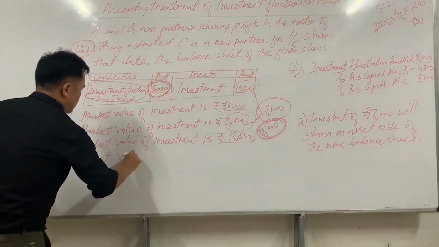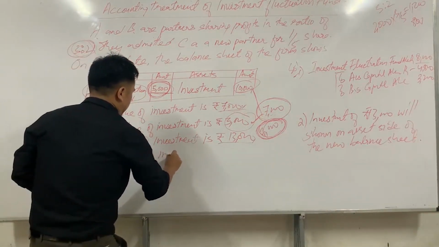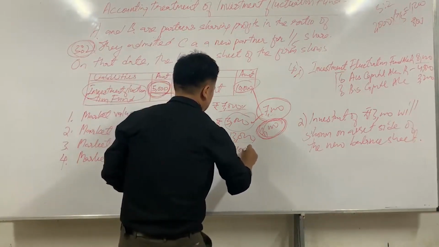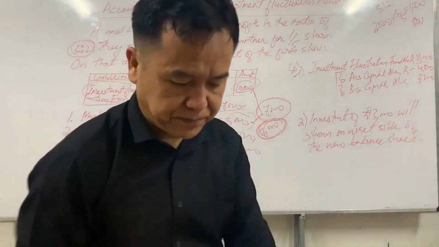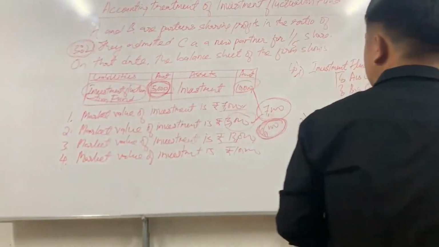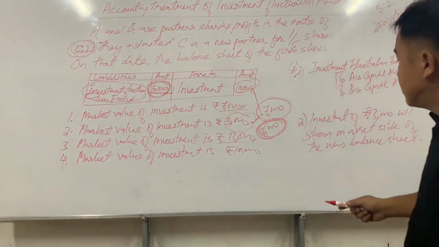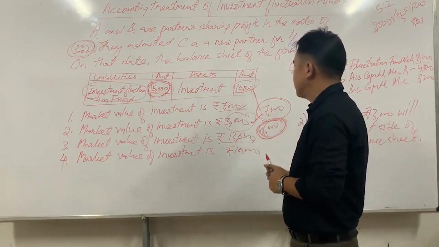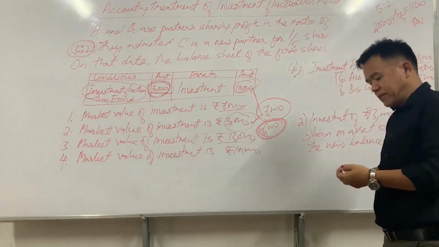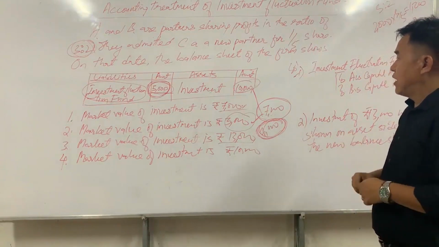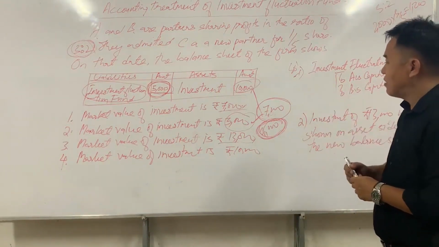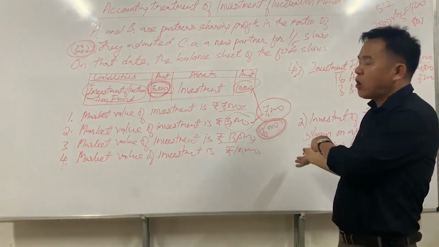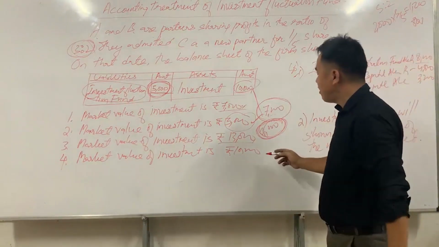Okay, now we will do the last case. Market value of investment is rupees 10,000. So here the market value of investment is 10,000 and the book value is also 10,000, which means the market value of investment is exactly equal to its book value, that is 10,000. So there is neither profit nor loss on account of revaluation of investment.